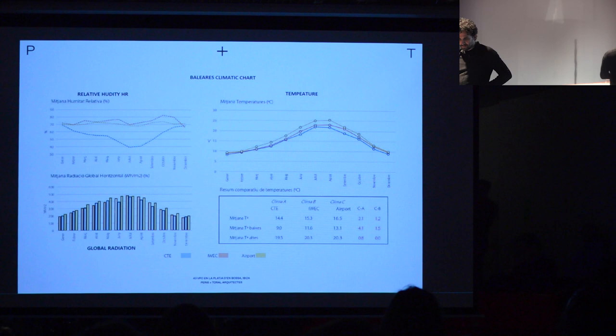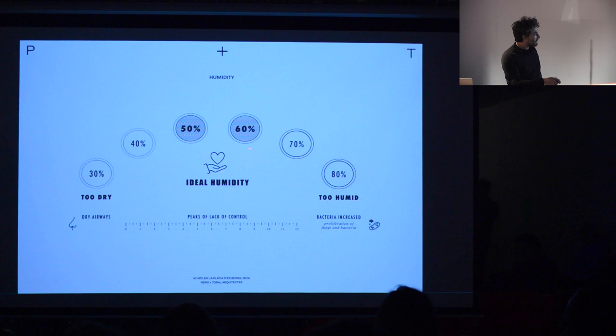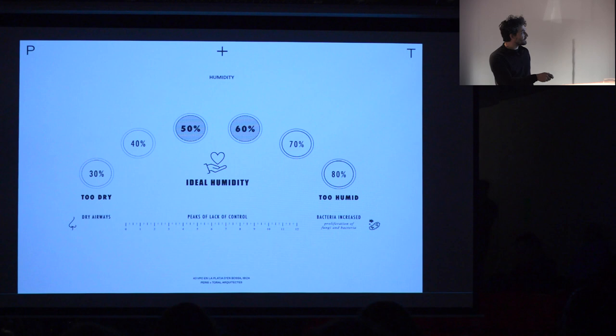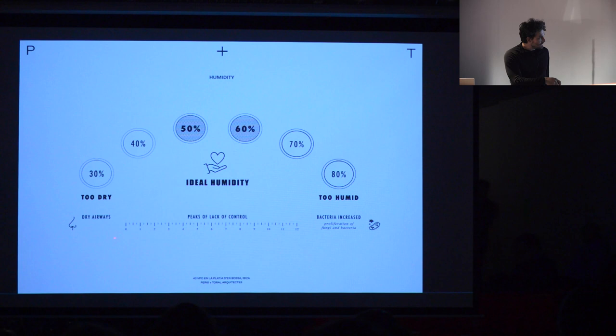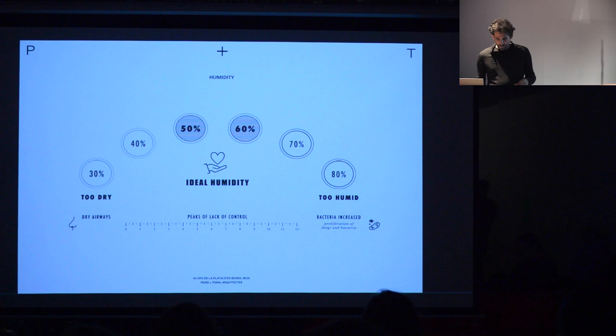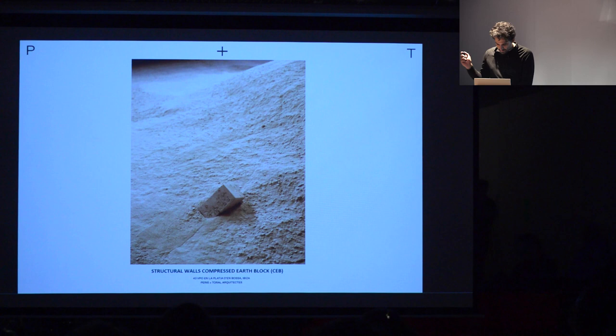And it's important to understand that the ideal humidity in a space should be between 50 and 60%. If it's too dry, we dry our defenses, and if it's too high, the bacteria increase. So we have to keep our spaces at the right humidities. That's why the first decision we took in this building was building with earth.